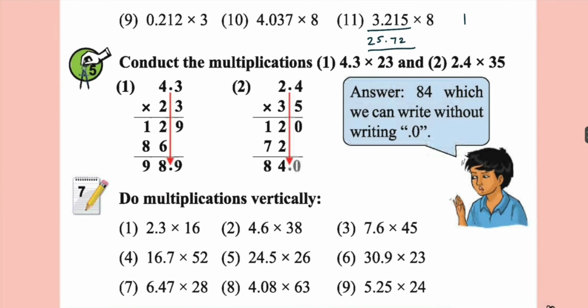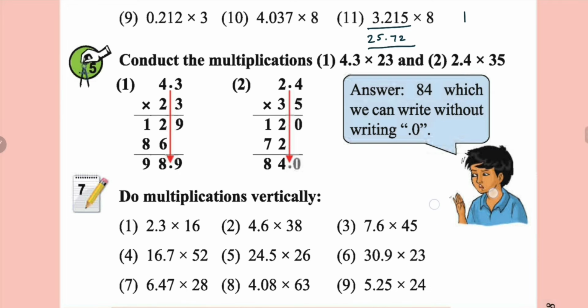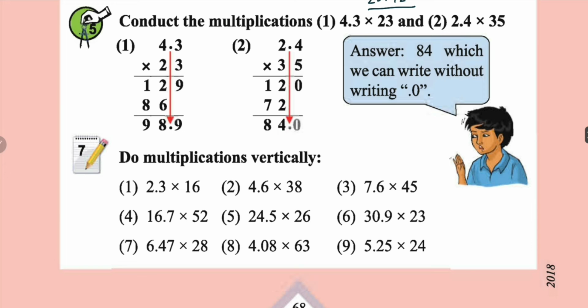Conduct the multiplications. 4.23, 4.3 into 23. Yeah, this is correct. Usual multiplication only, but finally you have to incorporate the decimal point. Here, after the decimal point the number is 0. Since the trailing zeros have no value, this is equal to 84. He is right.